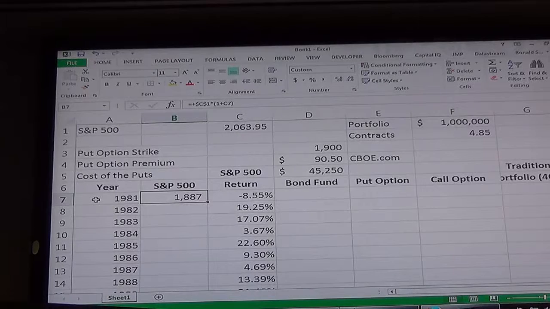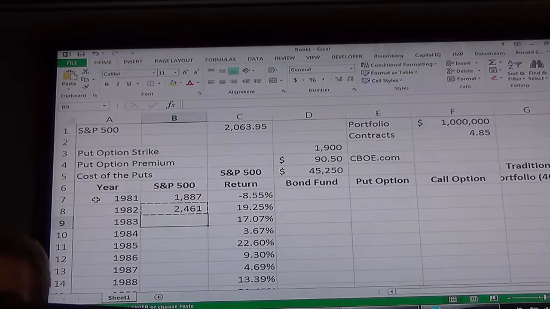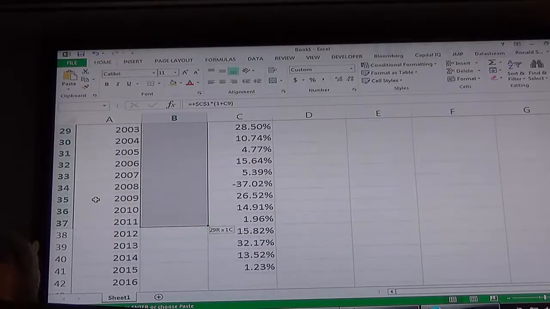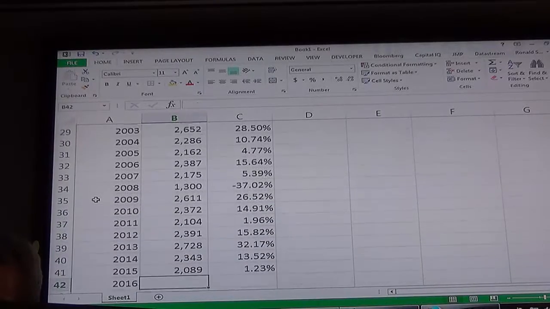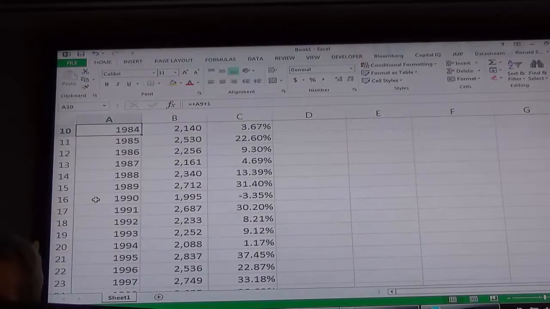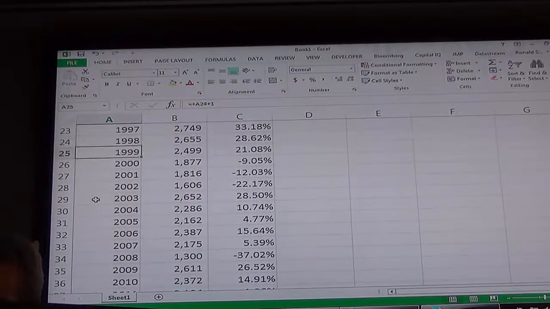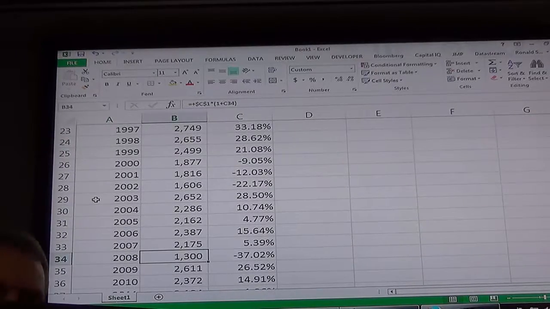Everybody, that makes sense? What about the next year? The market started at 2063.95, it was up 19%, and the market's up to 2461. In 83, if we did this strategy, the market would have started at 2063 and would have ended up at 2416. You can do that all the way down. So 2008 is interesting, isn't it? The market started at 2100, it would have ended the year at 1300. So it would be a really bad year.